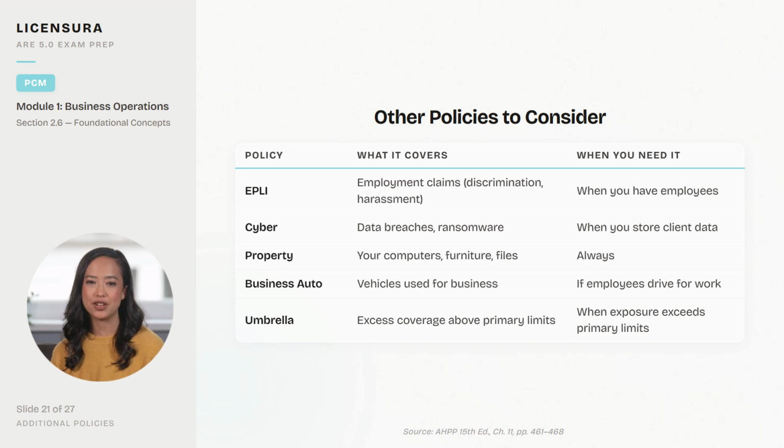Now that you know the types of policies out there, let's tackle the most commonly misunderstood concept in professional insurance: the difference between claims made and occurrence policies. This is heavily tested on the exam.